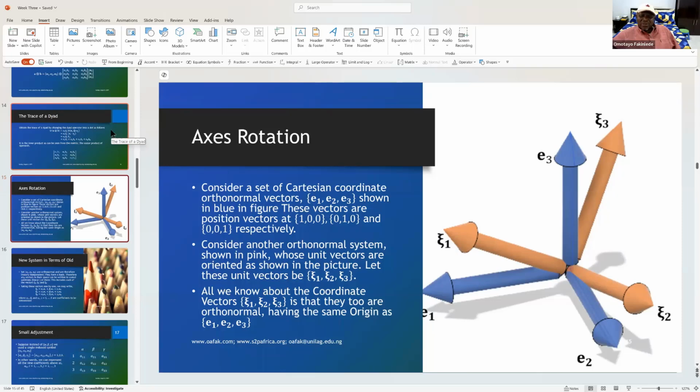Consider another autonomous system shown in pink. I hope I got the color right. They said men do not know color. Me too, I don't know color.